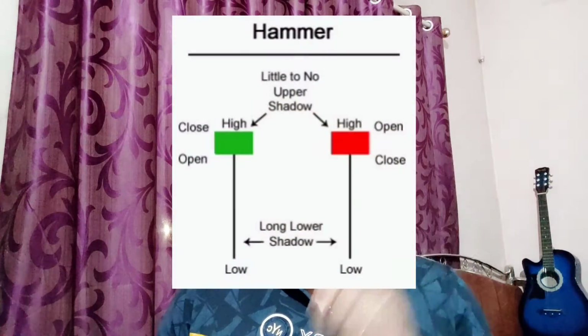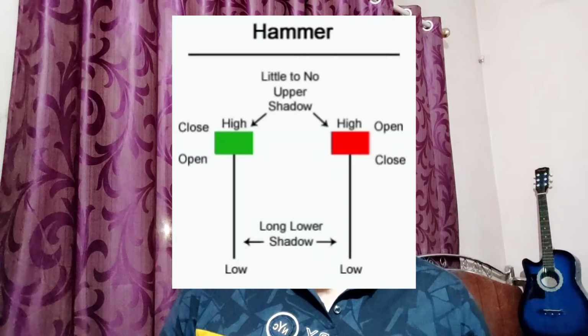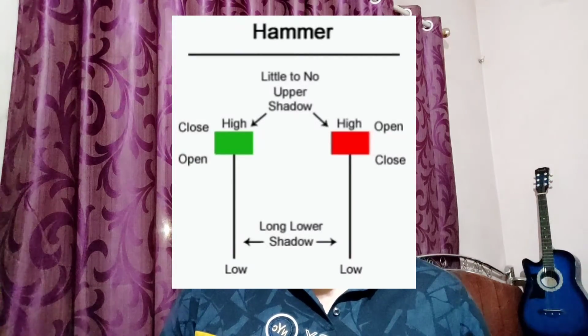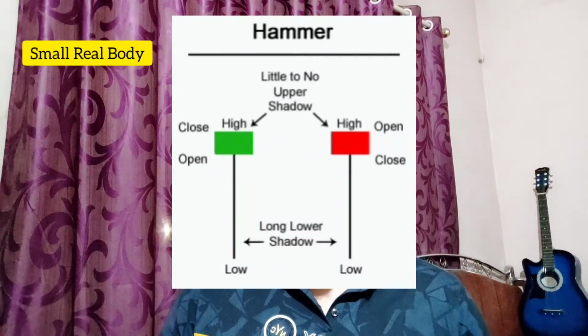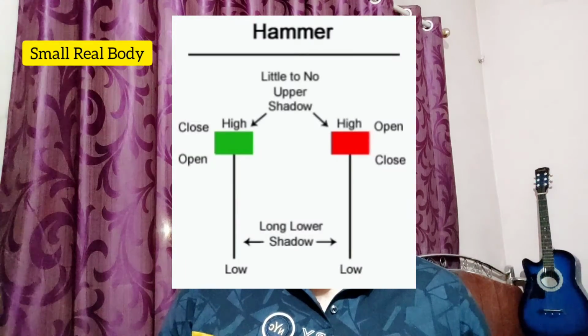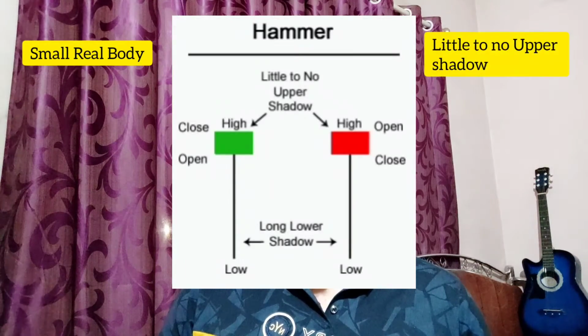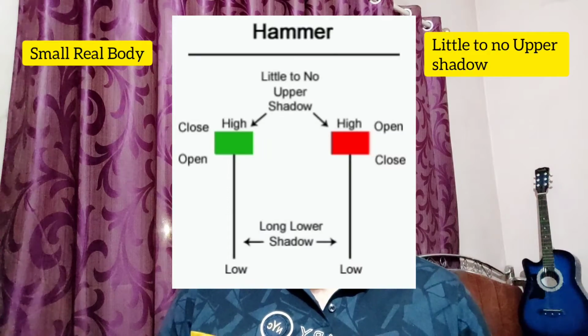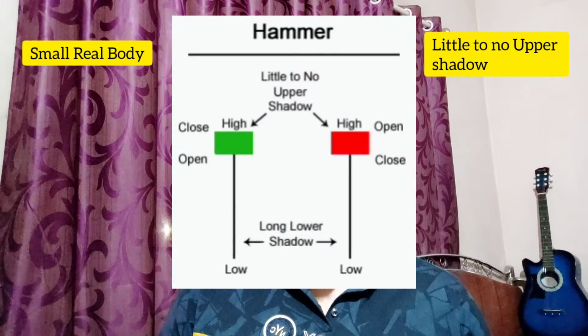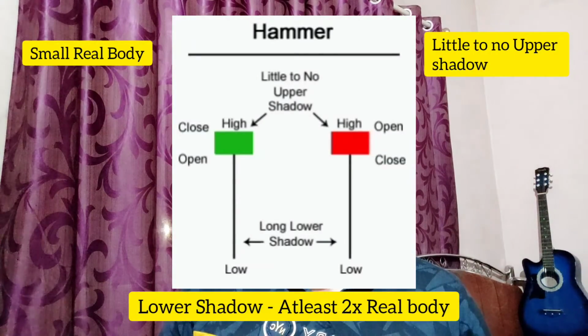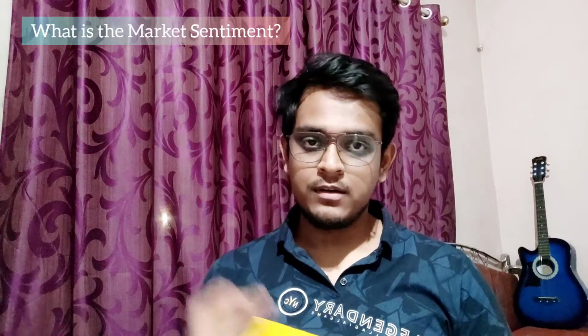So hammer, or in Hindi, hatoda. So let's see the characteristics of a candlestick on your screen now. The very first characteristic is that a hammer has a really small body. The second characteristic is little to no upper shadow. And the third and the most important one is the lower shadow should be at least twice the length of the real body. So what is the market sentiment behind a hammer?